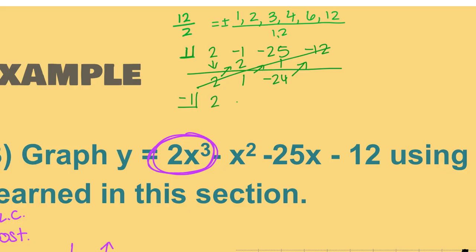So I have 2, -1, -25, -12. Someone last class asked, can I just cancel it out if the positive doesn't work? And the answer is no.